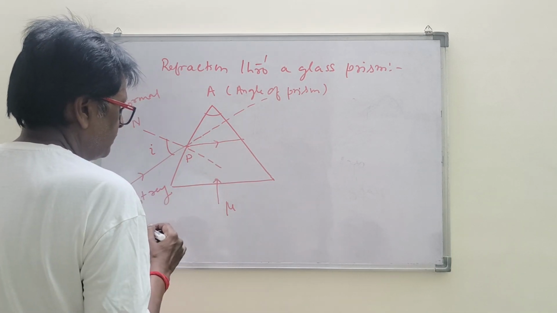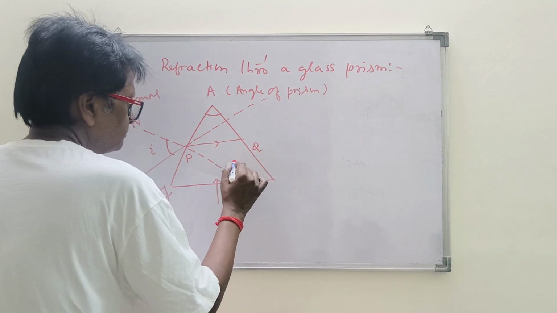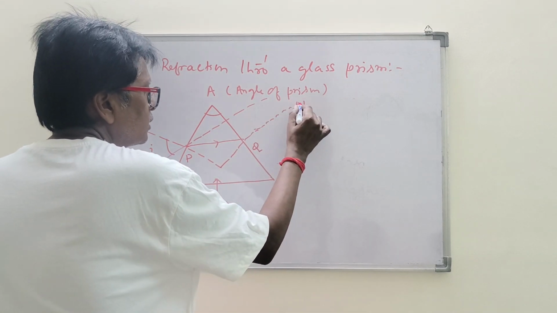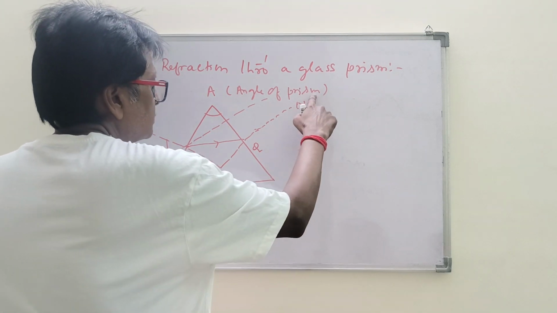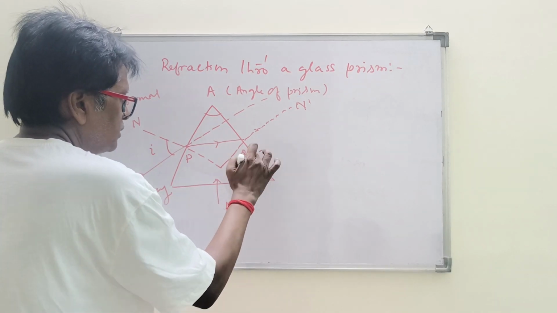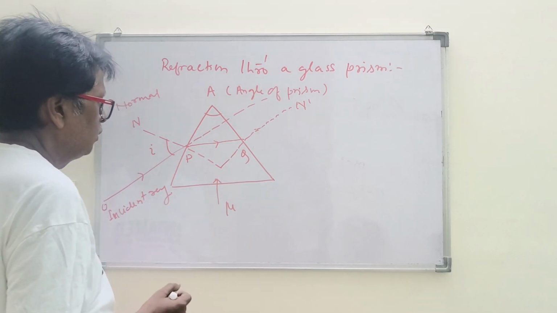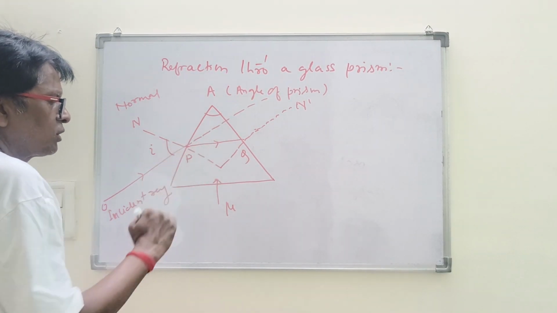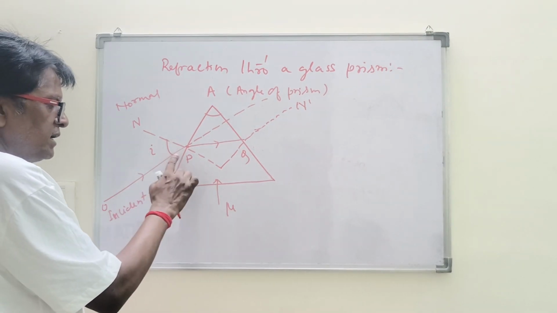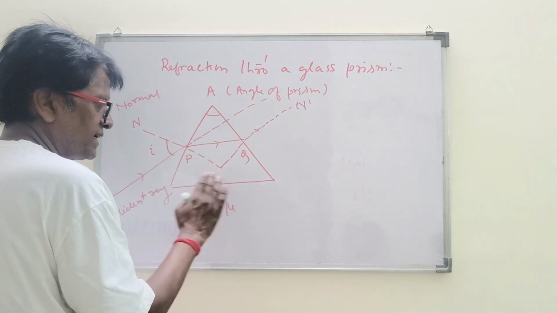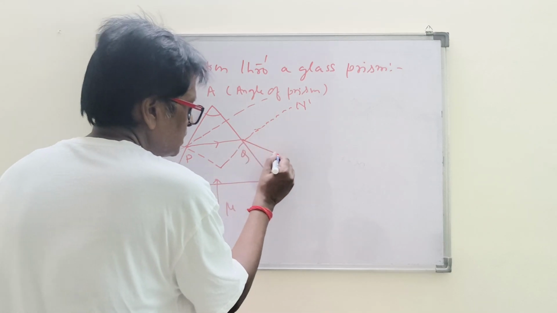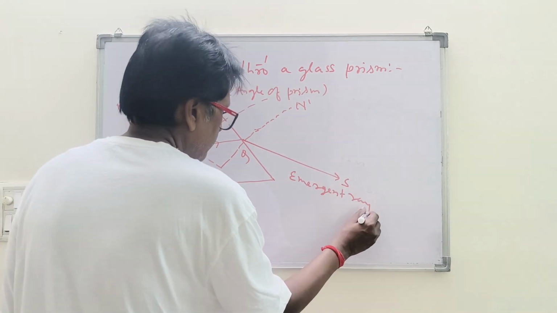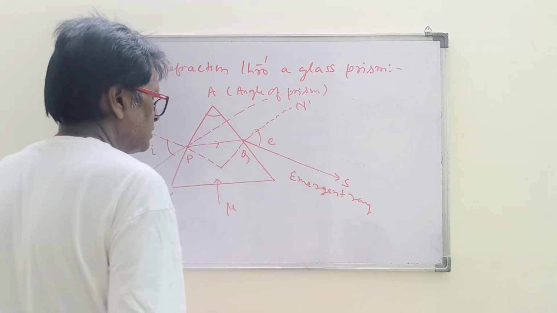This is the refracted ray. PQ is the refracted ray. Again we draw a normal at point Q. This is another normal and S. This point is Q. What we see is when light goes from a rarer to a denser medium, it bends towards the normal. OP is the incident ray, PQ is the refracted ray, and QS is the emergent ray. This is an emergent ray, and this angle is the emergent angle.